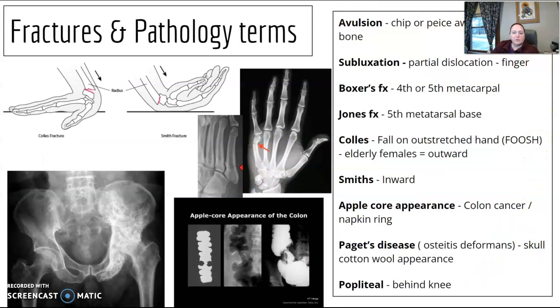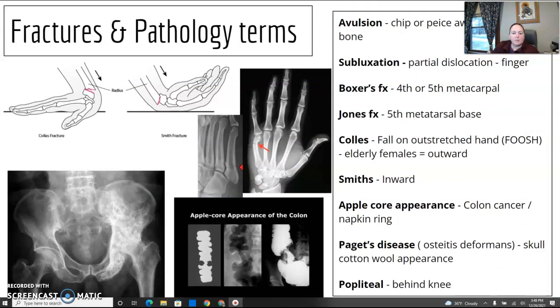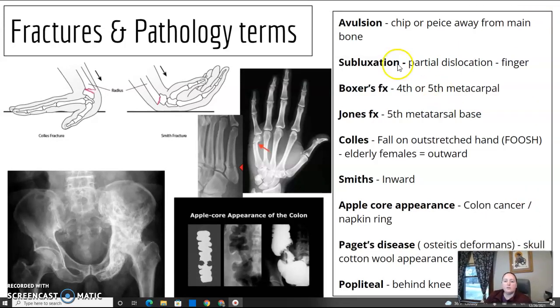Let's see, more terms. Fractures and pathologies you should know. So what I want you to do is make sure you know what an avulsion fracture is. That's going to be that chip or piece that's pulled away from the bone. Subluxation is a partial dislocation. Boxer's fracture, I know you guys all know that one. It's when they've punched something, right? And it's that 5th metacarpal bone here. And the Jones is on the foot end, but it's also on the 5th.